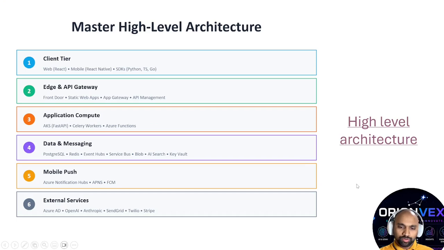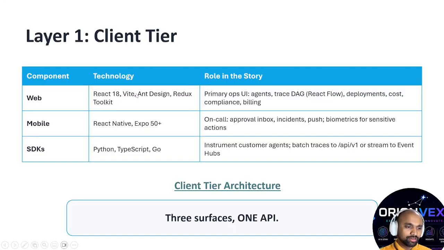Okay, let's go one by one. This is the client layer, and we are providing three options. One is web; we can use this application on the web. The second is the mobile application, which you can use for on-call and approval inbox, instant push, and biometrics for sensitive actions. The next is the SDK, in Python, TypeScript, and Go, which instruments the customer agent, batching traces to API version 1, which streams to Event Hubs.